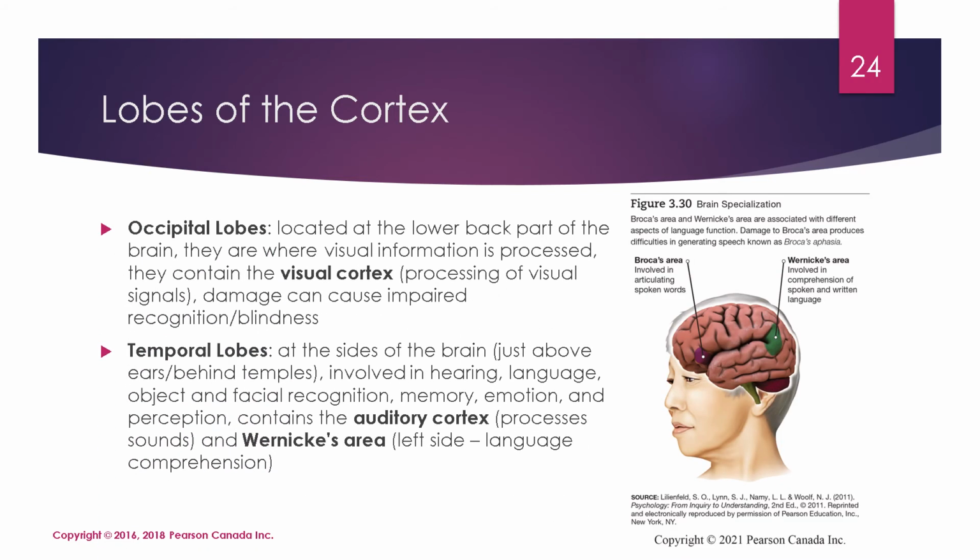Then we have our occipital lobes, which are located at the lower back part of the brain. They are where visual information is processed, and they contain the visual cortex. So the processing of visual signals occurs within that visual cortex, and we see that damage to that area can cause impaired recognition skills as well as blindness, because of course if you damage the area responsible for visual processing, that may lead you to have deficits in your vision.